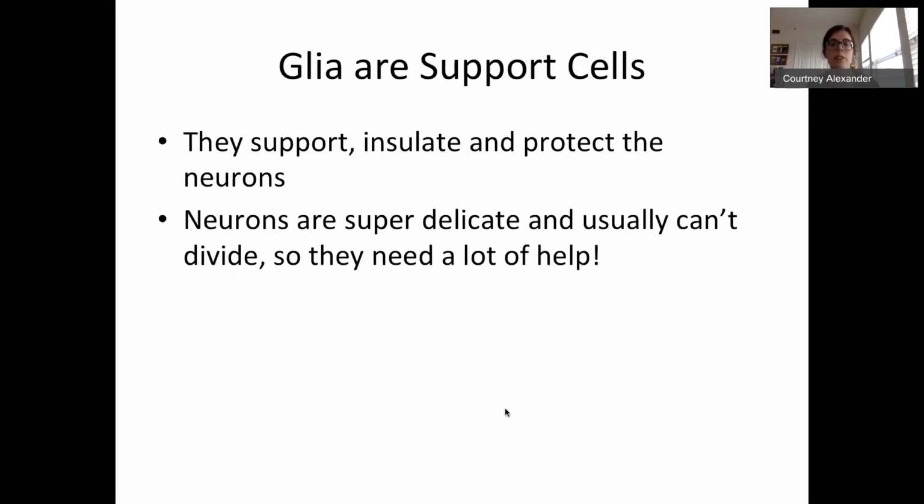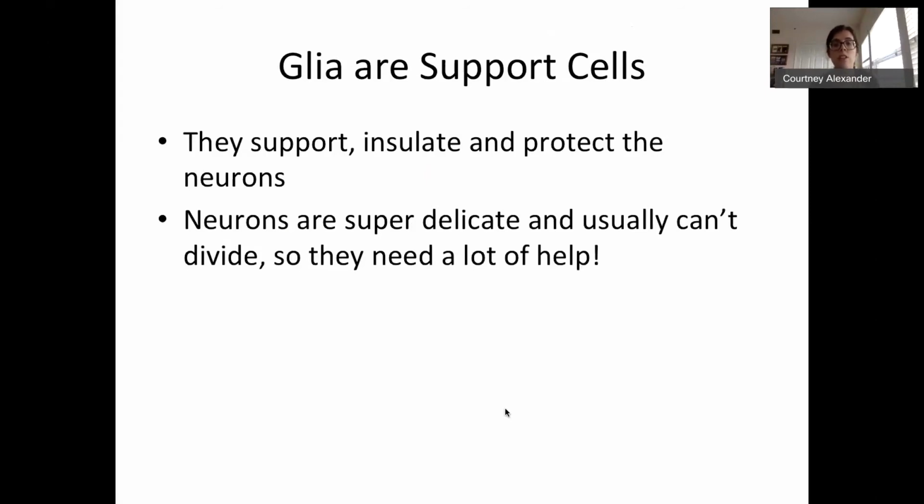So glia are our support cells. There are two major types of cells in the nervous system. The neurons get all the action. Those are kind of like the superheroes. And the glia, they're the sidekick. You can also see them referred to as neuroglia. Glia is just the term that I am more familiar with. And glia are cells that support, insulate, and protect the neurons.